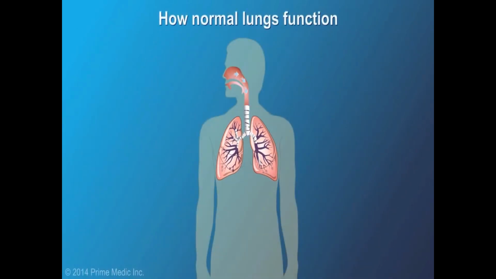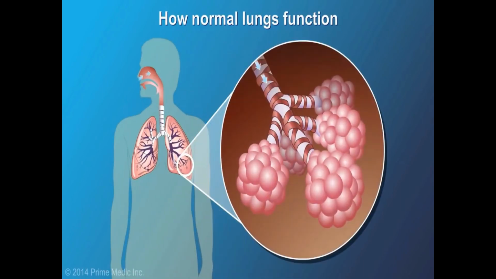In normal functioning lungs, when air is inhaled, it travels down the windpipe and into the airways, or bronchial tubes, of the lungs. Inside the lungs, the airways branch out into smaller and smaller tubes called bronchioles that are rich in blood supply.